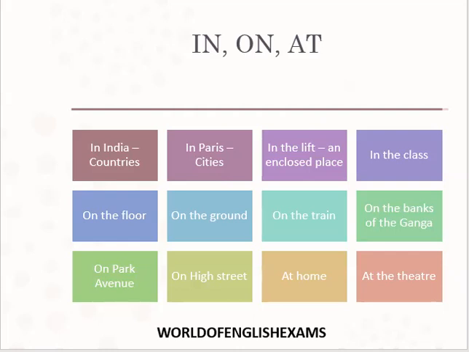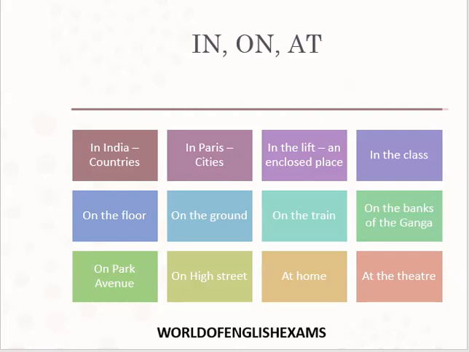Then when you're talking about an enclosed place, a place which is surrounded by boundaries, then you can use in. I am in the lift, I am in the classroom, like that. Then when you're talking about places like floor or ground, then definitely you have to use on the floor, on the ground, on the train. You should not say in the train, you have to say on the train. Then on the banks of rivers like Ganga.